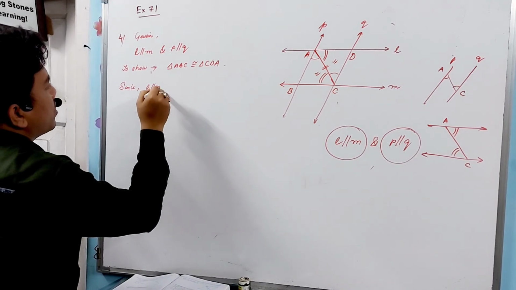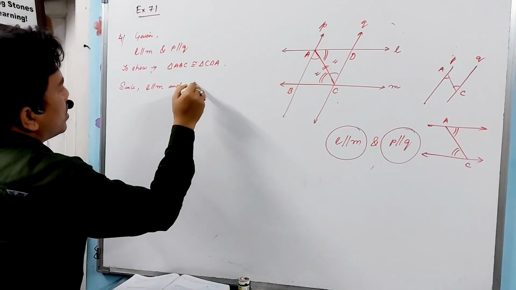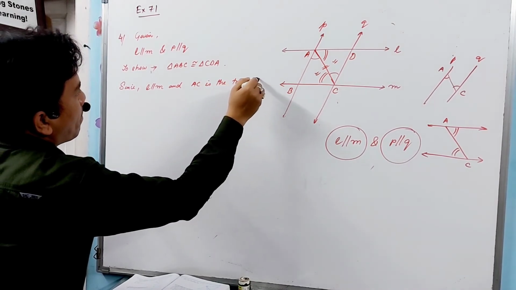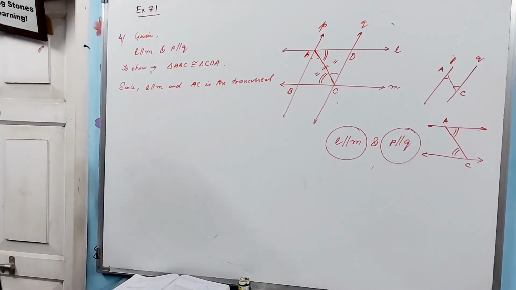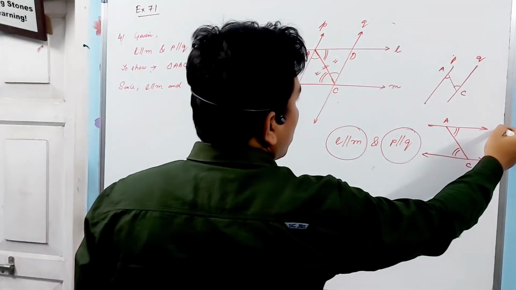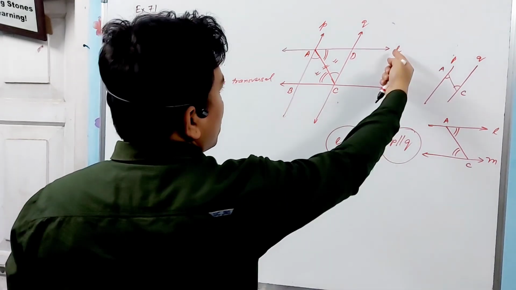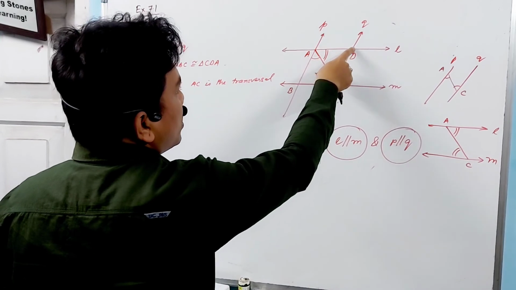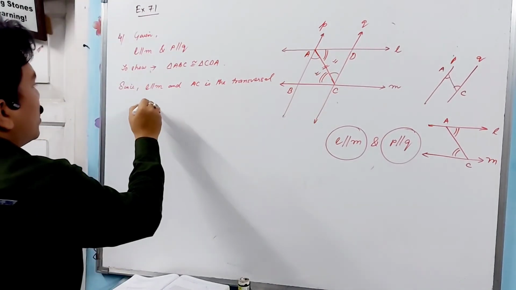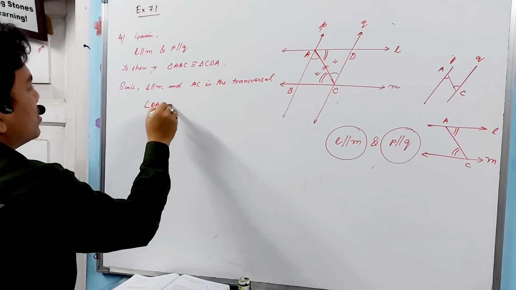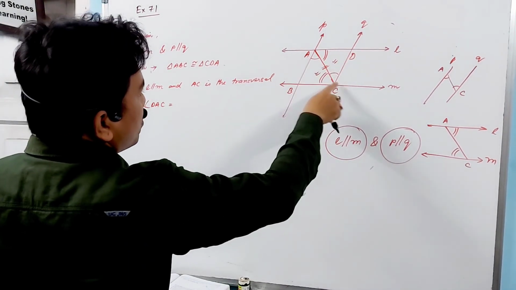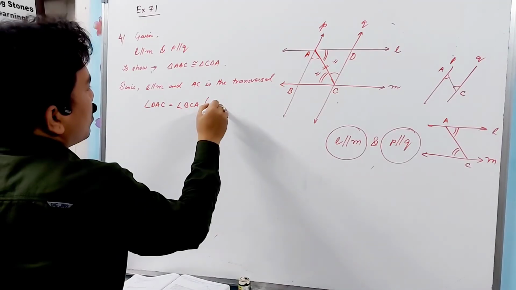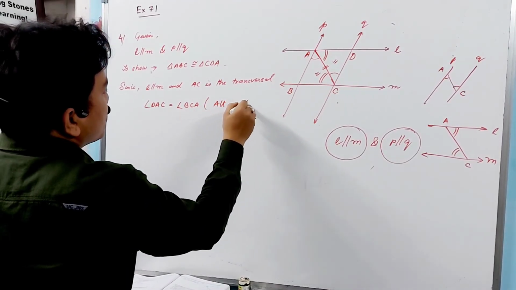So now, since L parallel M and AC is the transversal, so if L is parallel to M, this was L and this is M, then this angle will be equal to this angle. How will we write this angle? DAC. Angle DAC will be equal to BCA. Why? Because they are alternate angles.